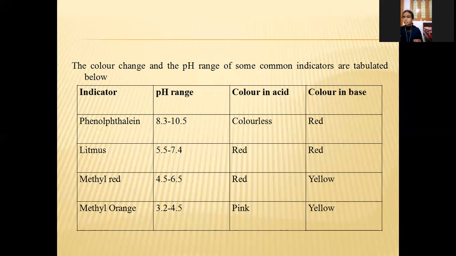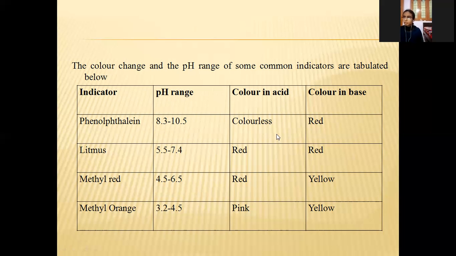I have already explained this table in the previous topic, acid base titrations, where I explained the indicators we are going to use. I will explain it again. The indicators are phenolphthalein, litmus, methyl red, and methyl orange. The pH range of phenolphthalein is 8.3 to 10.5.